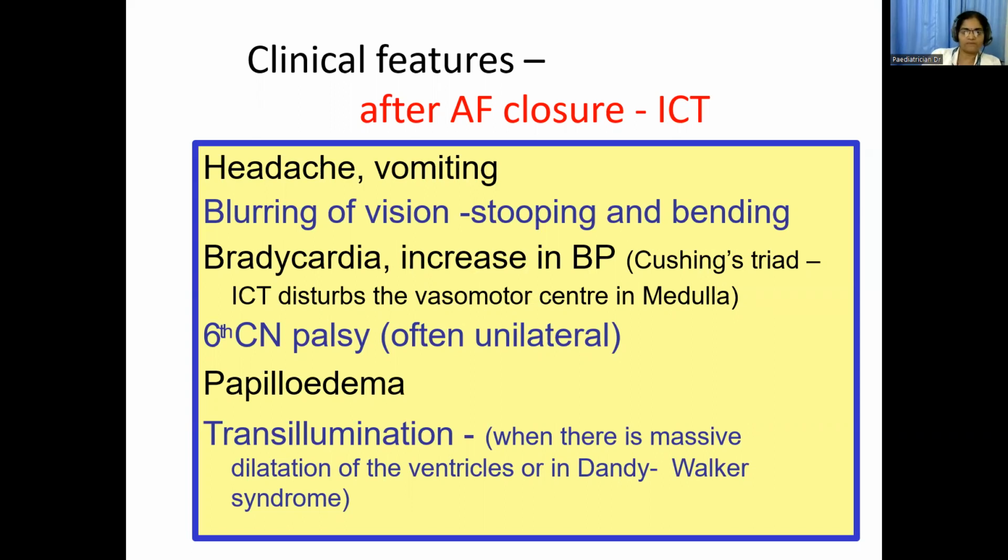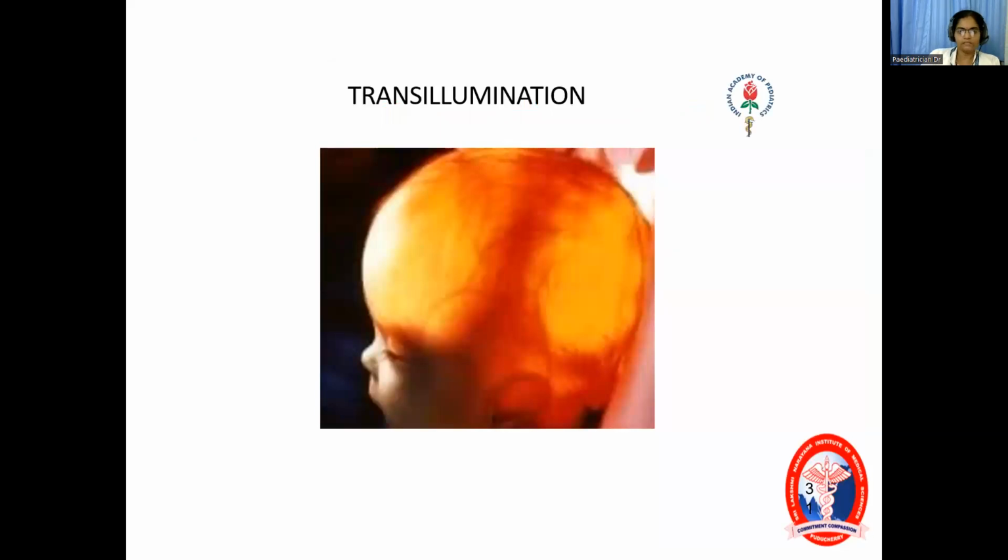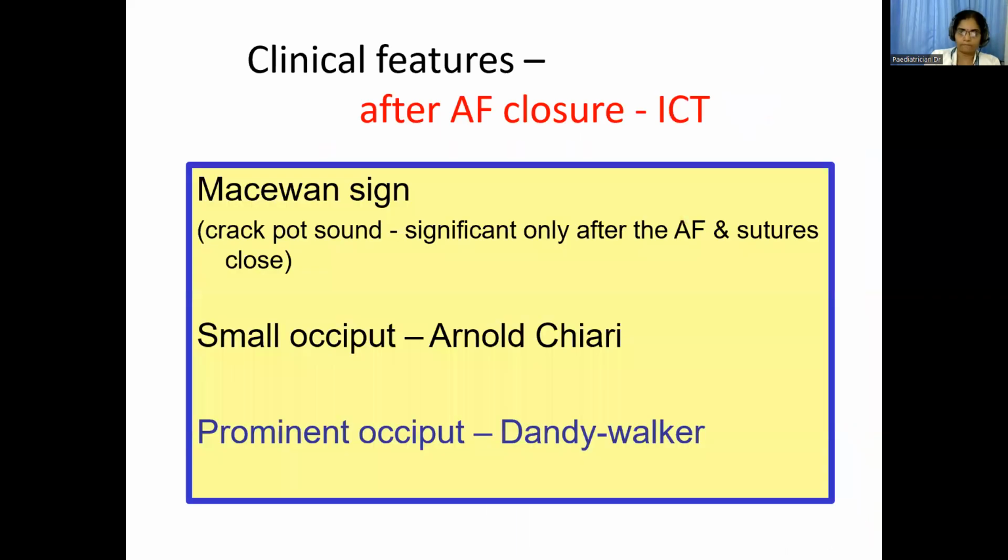So always remember, if somebody is coming with a bigger head, headache, vomiting, or signs suggestive of Cushing's response like bradycardia, hypertension, and a positive transillumination test, always think of hydrocephalus as a possibility. So this is the transillumination test that you can see. In the frontal and the occipital area, you can see the transillumination is hollow because of the fluid accumulation in the head.